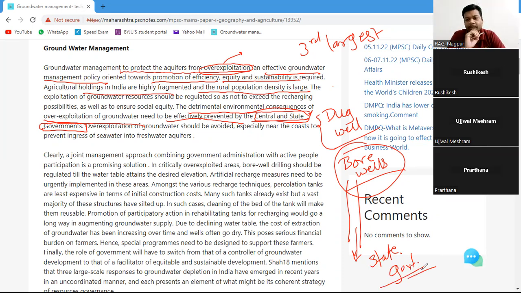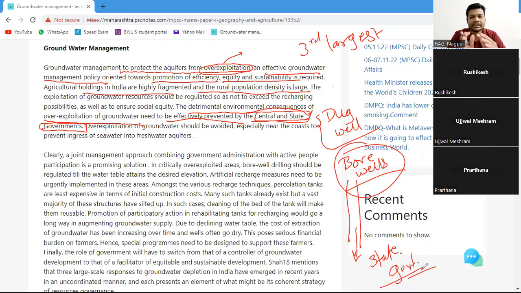Why is it so? Because water is a state subject. There are three lists, which are the central list, the state list, and the concurrent list. So these three lists are there.